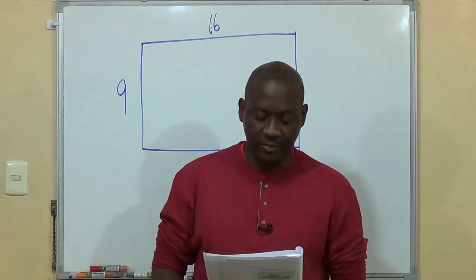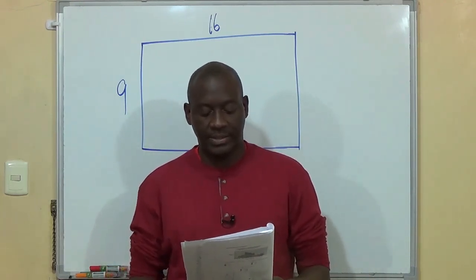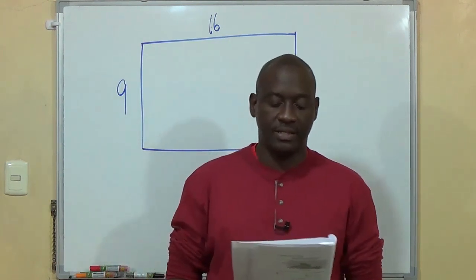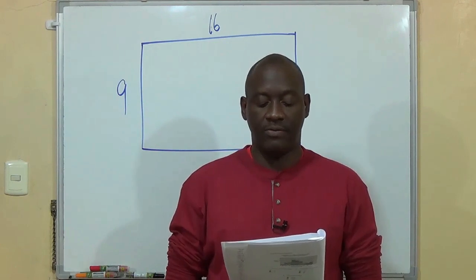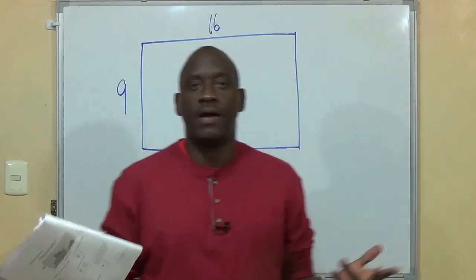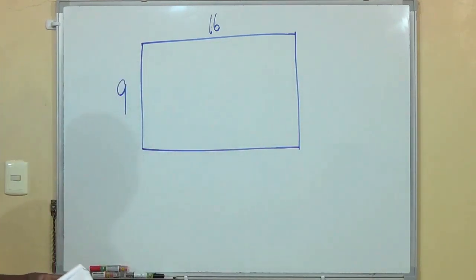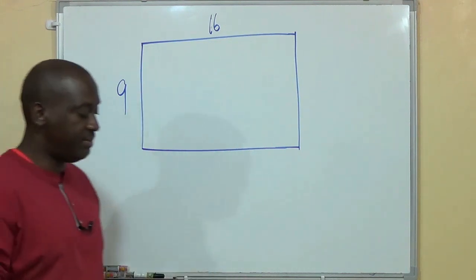A rectangular sheet of paper measures to the nearest centimeter 16 centimeters by 9 centimeters. What are the least possible values of its dimensions? Alright, so the dimensions of the rectangle would just simply be 16 by 9.